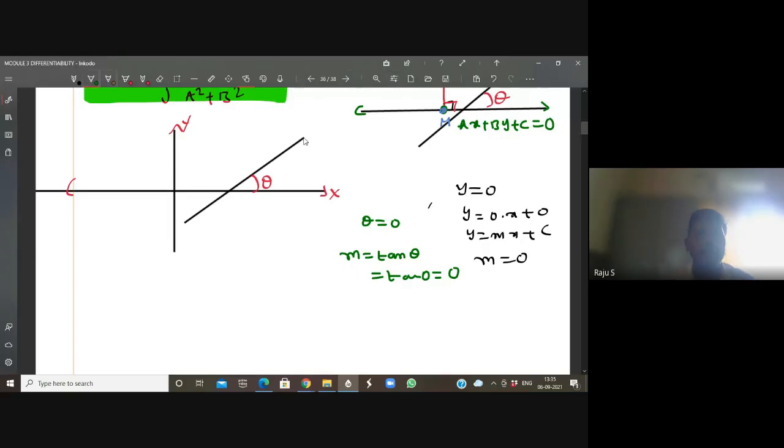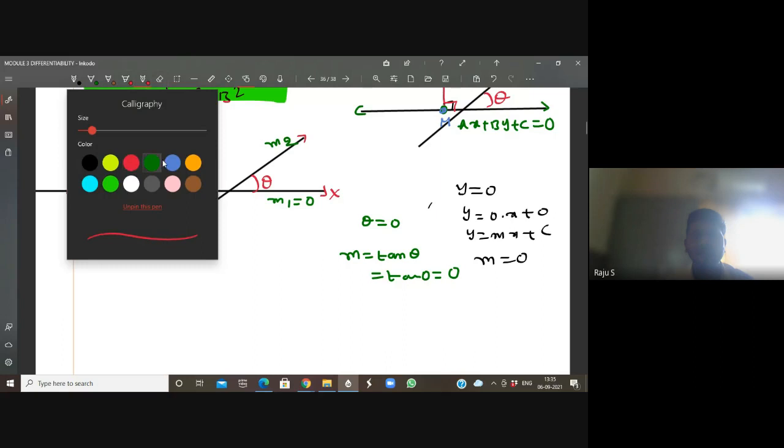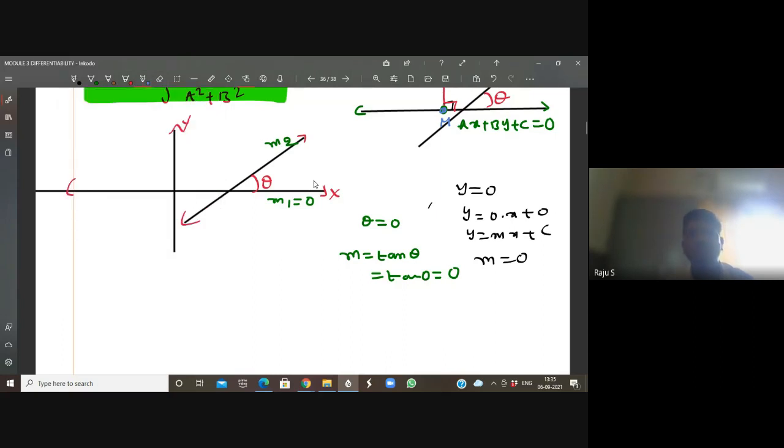Let us take the slope of the given line. Every line has a slope, and I'm taking it as m2. The slope of the x-axis I'm taking as m1, whose value is 0, while the m2 value depends on the line. Now there is a formula for the angle between two lines. The x-axis is one of the lines, the horizontal line, and the given line also has a slope.